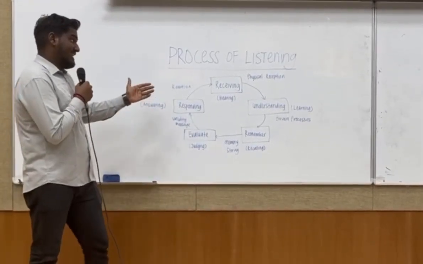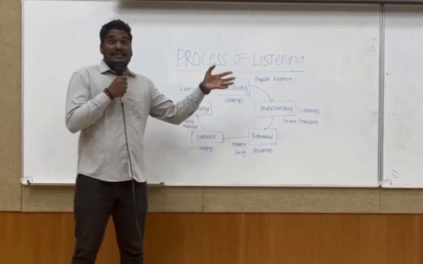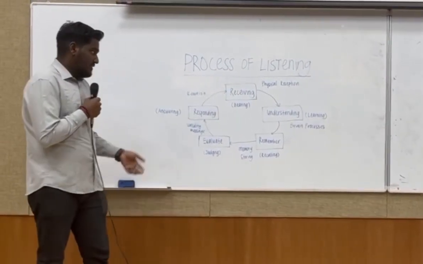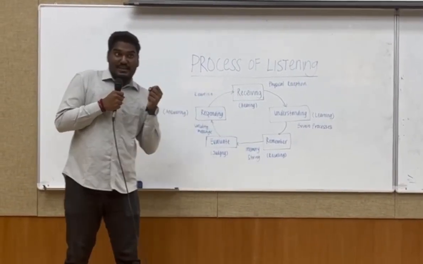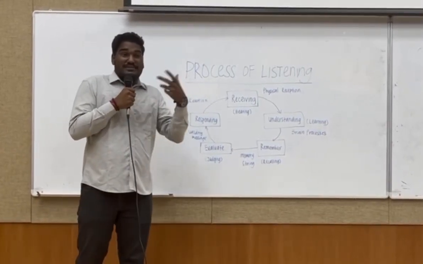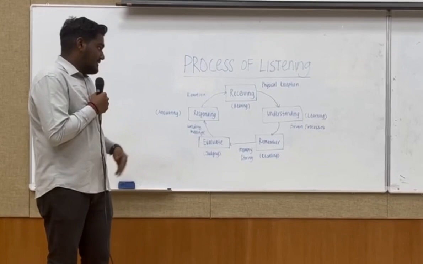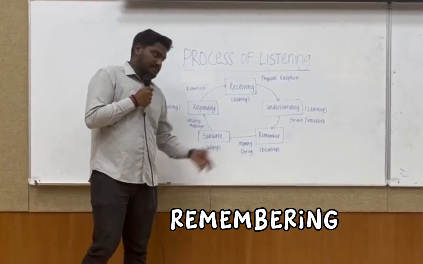The next process is understanding. Understanding is the process where you learn the information. During this process, the brain processes the information received to recognize the language and the words that are being told. The next process is remembering, which is recalling the information.